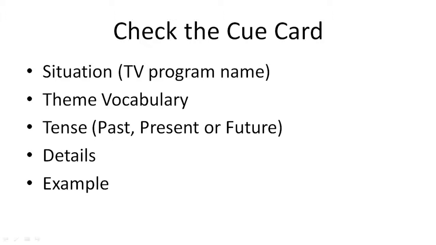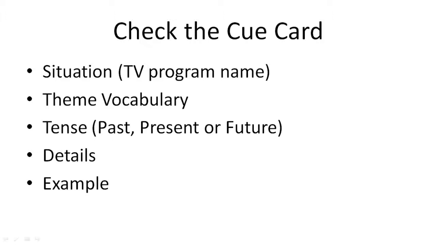You should check in what tense your cue card is asked, whether it is past, present or future. Most of the students make this mistake. Without judging the tense, they just start speaking, and by this they lose bands. If you don't want to lose bands, then you should always check the tense first, whether it is past, present or future. The fourth thing is details.